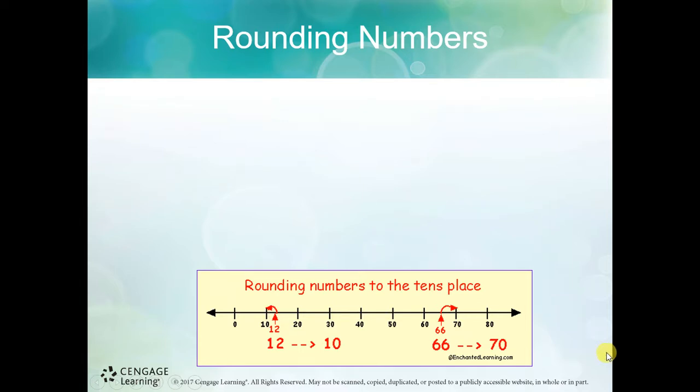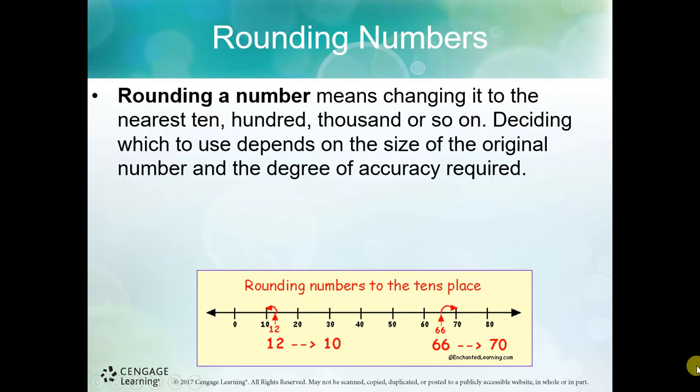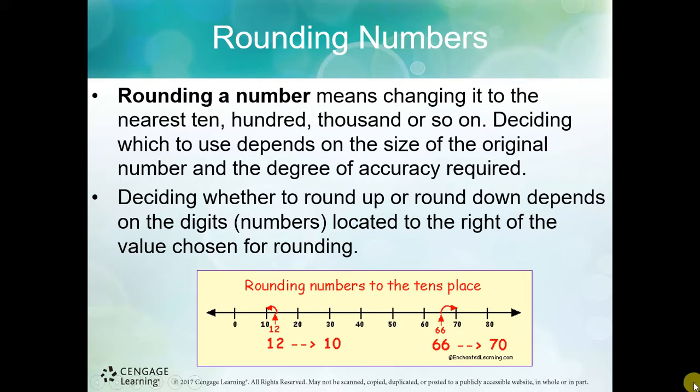We're going to continue with medical math, and remember, we're going to quickly cover a lot of these concepts, but you'll need to practice them on your own. So you do need to understand how to round numbers. The first thing you need to know is what you're rounding to, and this is determined by how accurate you need to be for whatever function you're involved in. Deciding whether to round up or down depends on the digits located to the right of the value used for rounding.